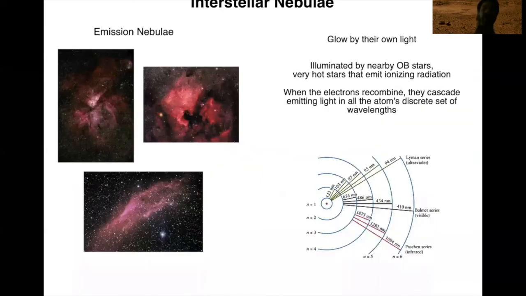Emission nebulae glow by their own light. They're illuminated by nearby OB stars. Very hot stars are emitting ionizing radiation. Now, when the electrons recombine after the ionization events, they emit light in all of the atom's discrete set of wavelengths. For hydrogen, it just so happens that there is the 3 to 2 transition, this one here, that is in the optical. These other wavelengths are in the optical too, so the Balmer series of hydrogen is in the optical. But this is the strongest one, H alpha from the 3 to 2. It happens to be a conspicuous red line, which is what you're seeing here. It's light from this transition.